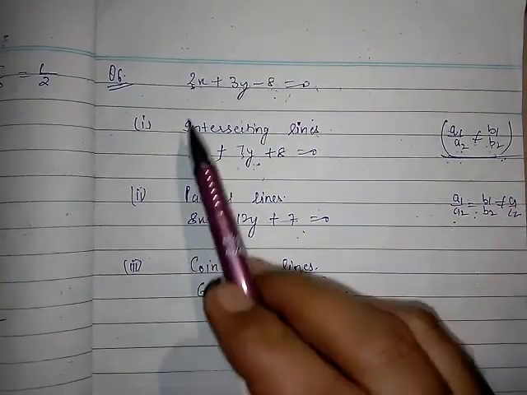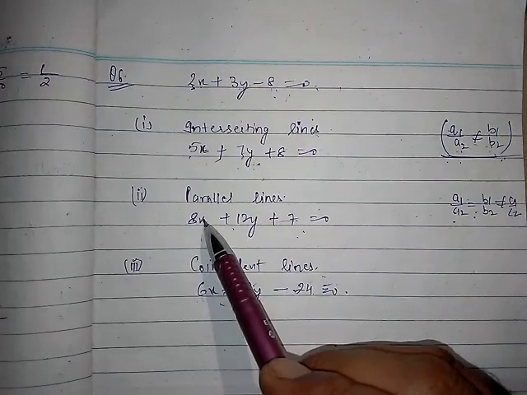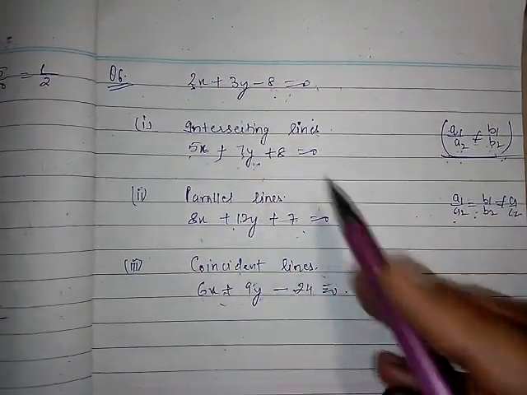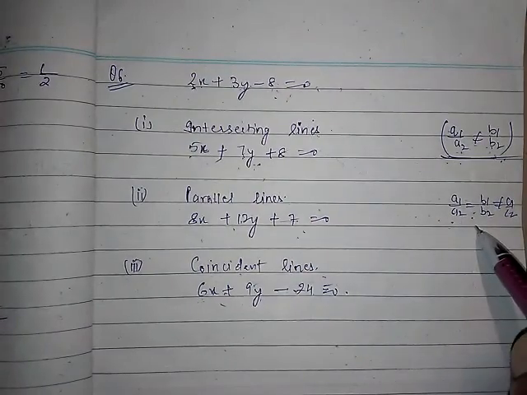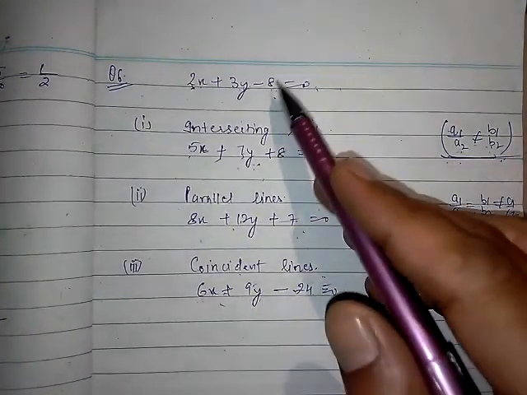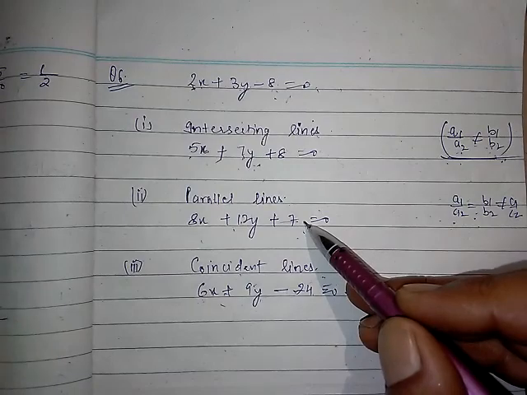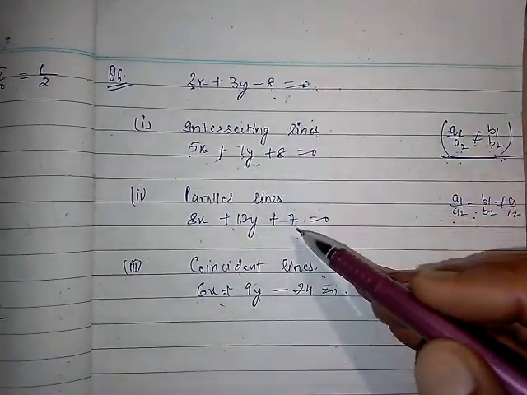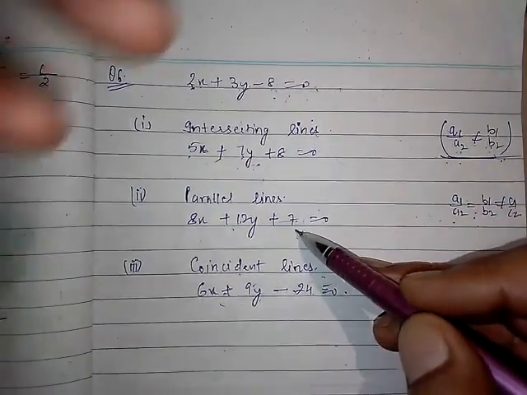So here now you can check 2 upon 8, that will give you 1 upon 4. 3 upon 12 will give you again 1 upon 4. So you can say a1 upon a2 is equal to b1 upon b2, but not equal to minus 8 upon 7. So it means this is a pair of parallel lines. You can check out these two lines are parallel lines.